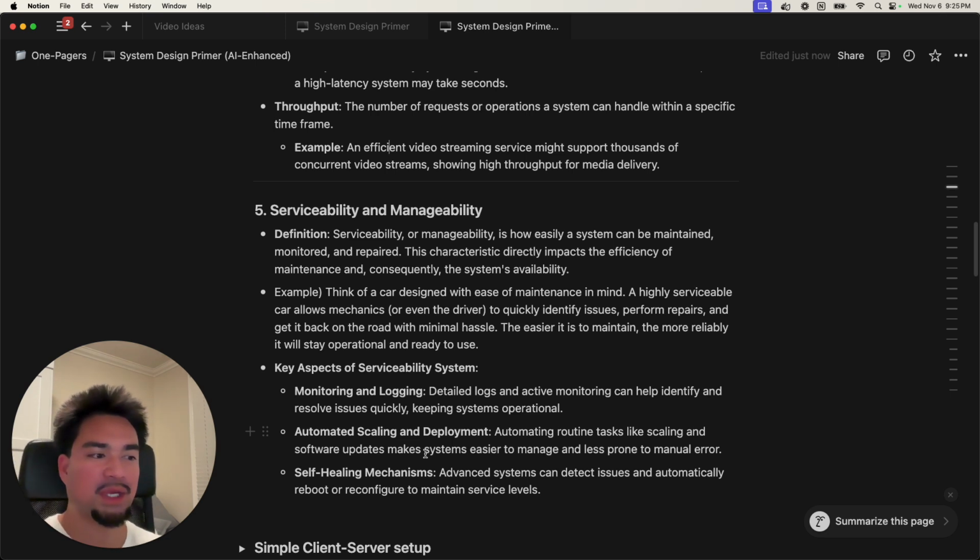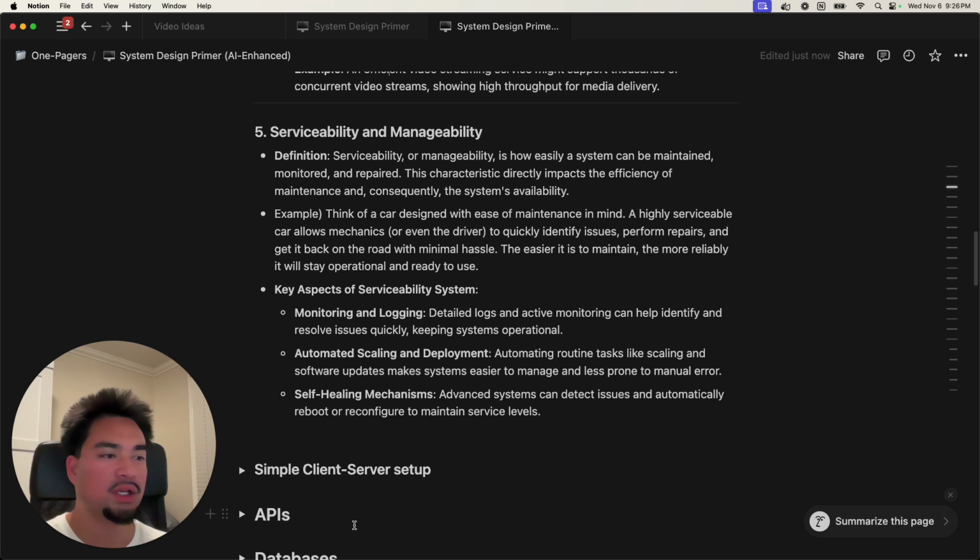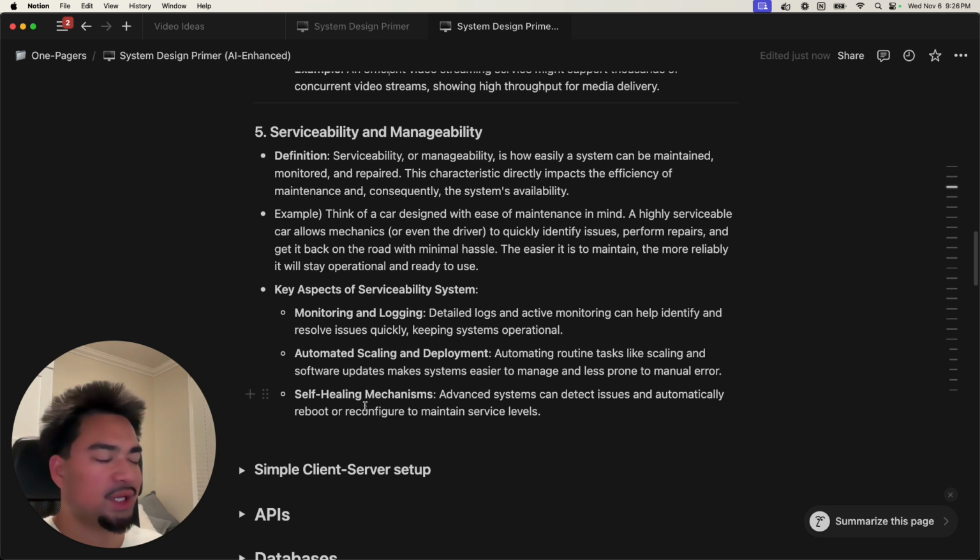The key aspects of a serviceable system are monitoring and logging. Your system should have detailed logs and active monitoring that can help you identify issues really quickly. Think about a car: those are the lights that pop up when you have a low tire or need an oil change. That's the monitoring and logging. Then there's automated scaling and deployment, but I don't think those are important.